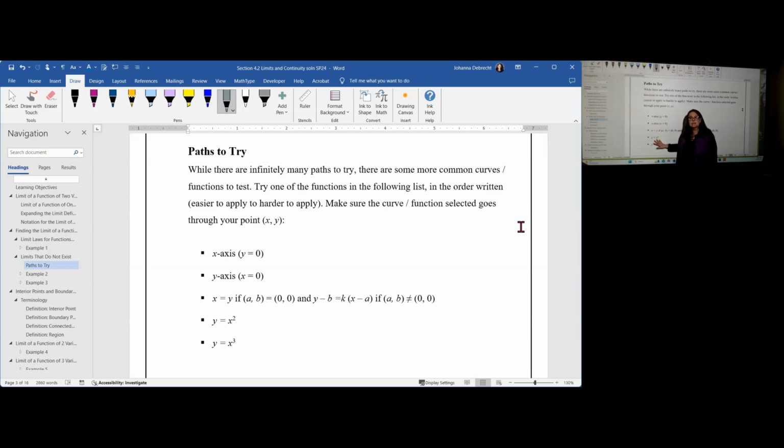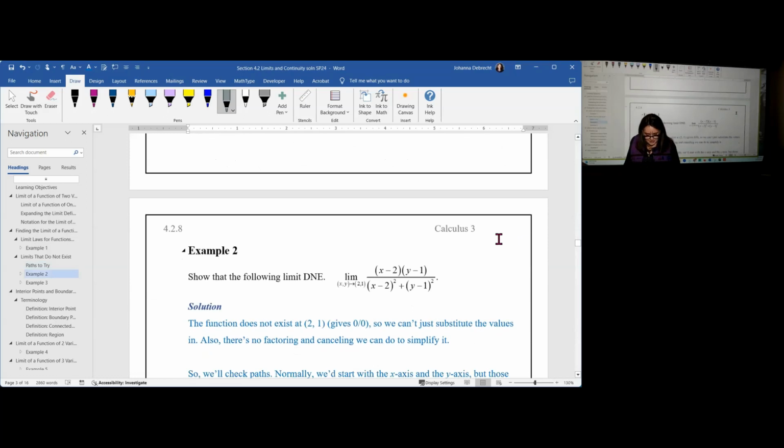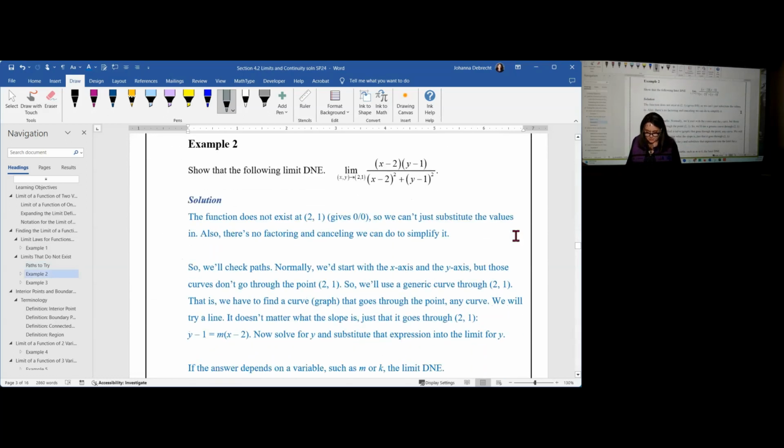But again, this is not to prove the limit exists. You can't. There are too many paths to check. This is to prove a limit does not exist. Let's go ahead and take a look at an example.